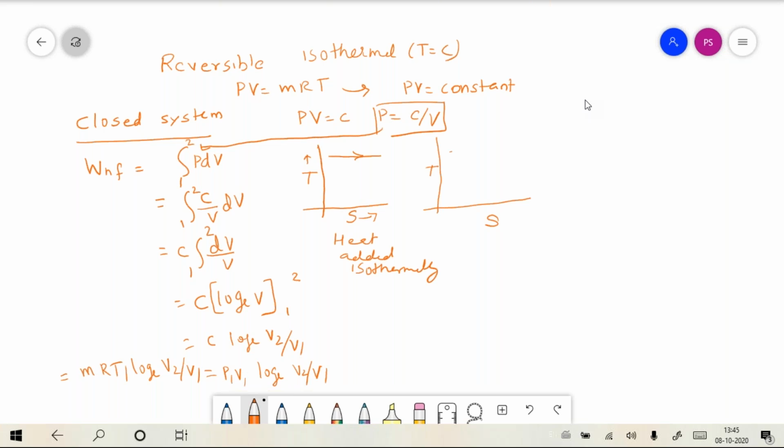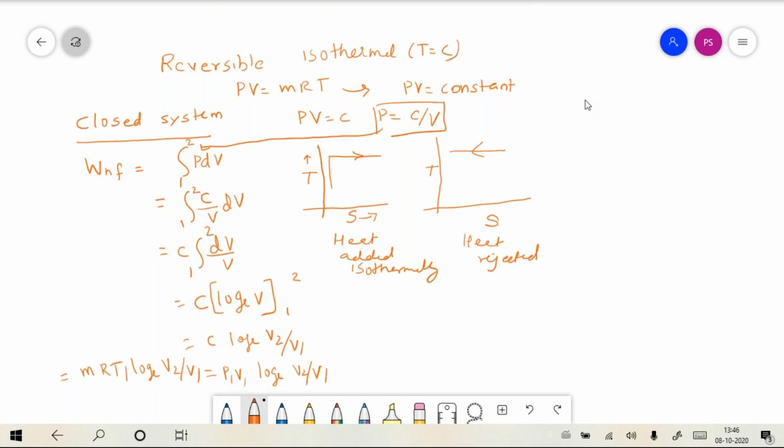And this area under this is heat transfer. This is the heat transfer. Okay, this area under this is the heat supplied. Okay, so this you must appreciate, right? This you must appreciate.